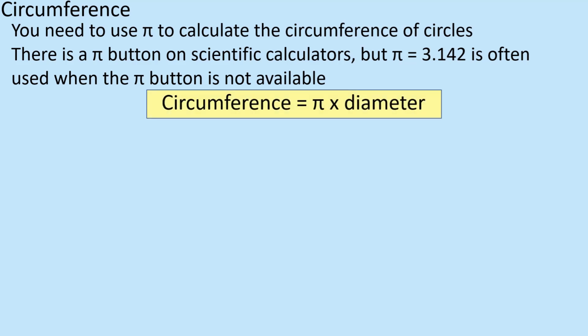So in terms of how you work out circumference: it's pi times diameter, and that's it. Circumference is pi times diameter.